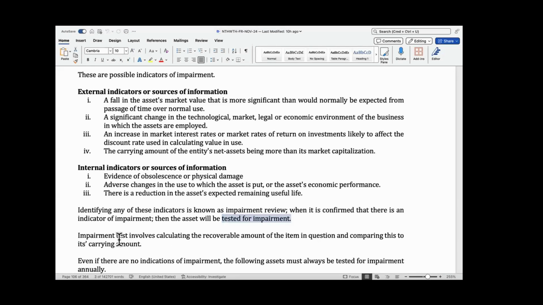Testing for impairment is when you need to calculate the recoverable amount of the asset, which you are now going to compare with the carrying amount of the asset. That's the impairment test. In fact, the first stage for impairment is indicators of impairment, which is impairment review. After impairment review, the next phase is impairment tests, which is where you calculate the recoverable amount and compare this with its carrying amount.